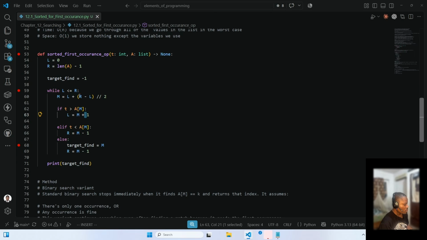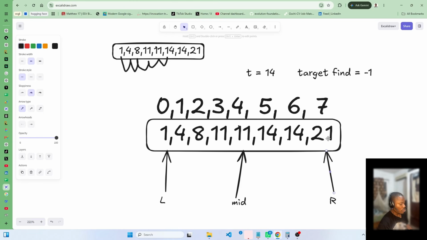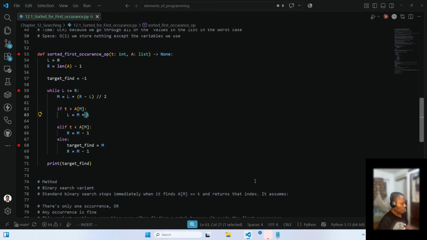So we check for the middle. We solve 7 minus 0 divided by 2, floor it. That's giving you 3.5. You floor it, you get 3, and boom, you get 3 as your final answer, because 0 plus 3 is still 3.